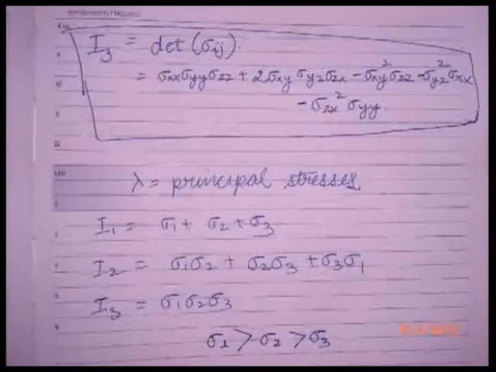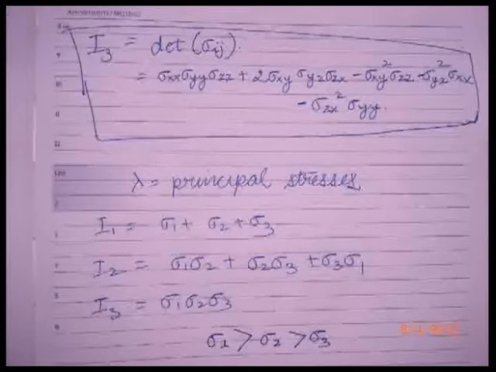And as we had already seen from our definition of principal stresses, lambda is nothing but the principal stresses. So of course the solution to this cubic equation will give us the 3 principal stresses, and the invariants in terms of the principal stresses can be given as follows. I1 is the sum of the 3 principal stresses, that is sigma 1 plus sigma 2 plus sigma 3. I2 is equal to sigma 1 sigma 2 plus sigma 2 sigma 3 plus sigma 3 sigma 1. I3 is equal to sigma 1 sigma 2 sigma 3.